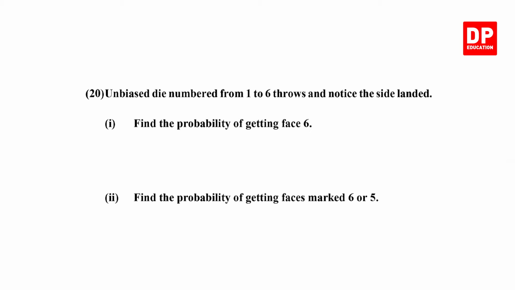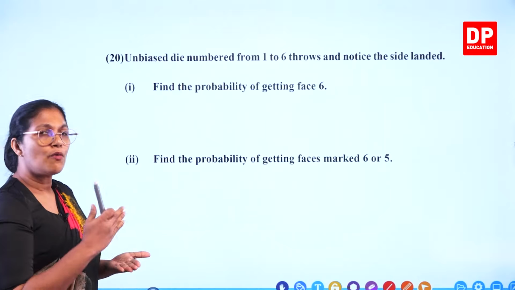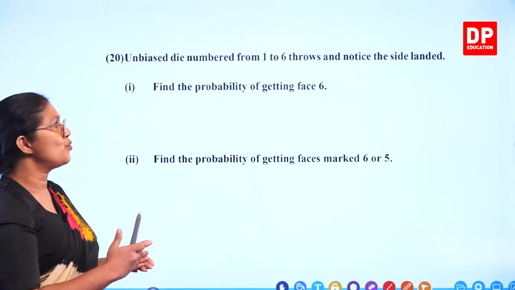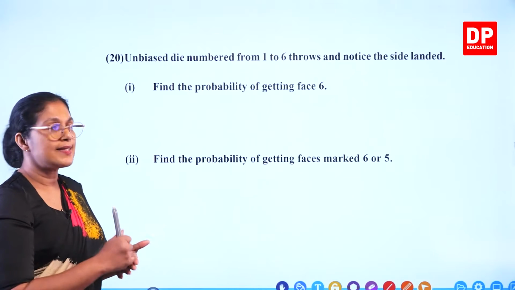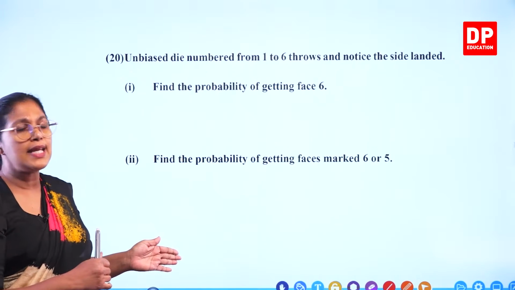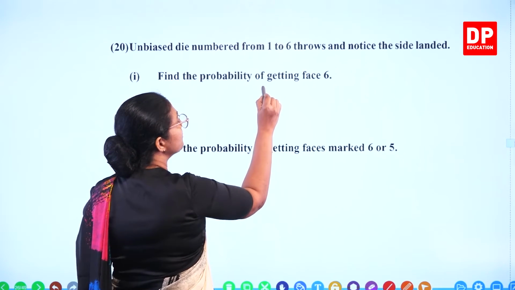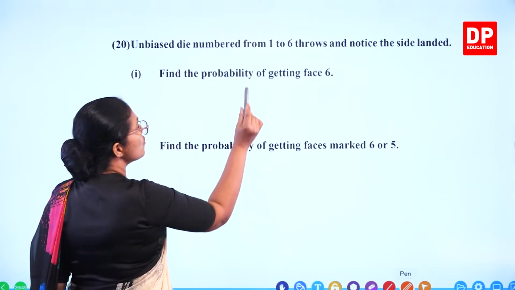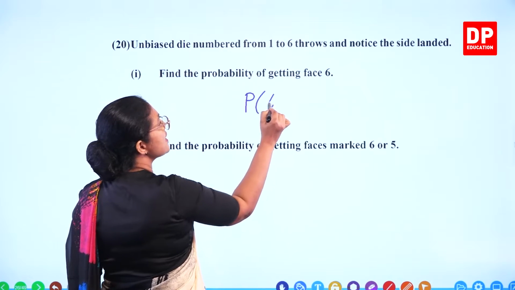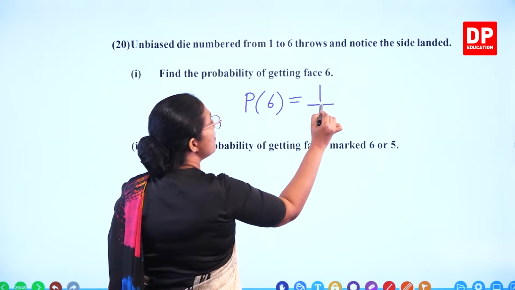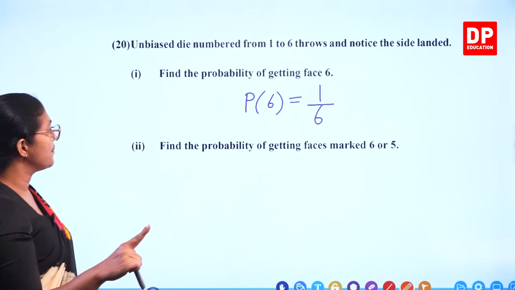Question number 20. Unbiased die numbered from 1 to 6 is rolled and the number on the side landed is noted. Find the probability of getting face 6. So when you throw a die, what are the possibilities you can get? 1, 2, 3, 4, 5, 6. 6 sides are there. But how many sixes are you getting? Only 1. So what is the probability of getting 6? 1 outcome out of 6 possibilities.